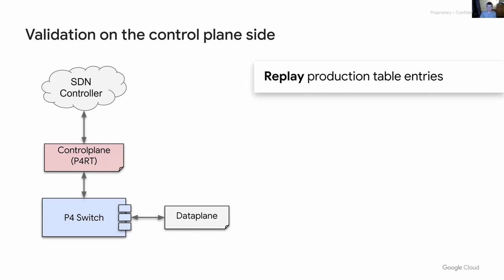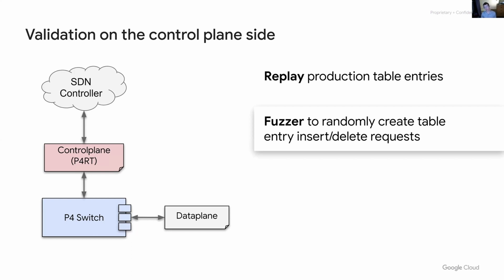And so to address that, we've also built a fuzzer that basically randomly creates table entry insertion and deletion requests through P4 Runtime, sends them to the switch, and then uses an oracle to decide what the correct behavior is and make sure that the switch is actually behaving correctly. And so this allows you to really cover kinds of use cases that aren't yet used in production. So for instance, if you have a new table that you haven't been programming before, obviously replaying production data will not use that, but the fuzzer will. In addition, the fuzzer is also very good at spotting reliability issues, because it will just randomly hammer the switch and really expose all of its operations.